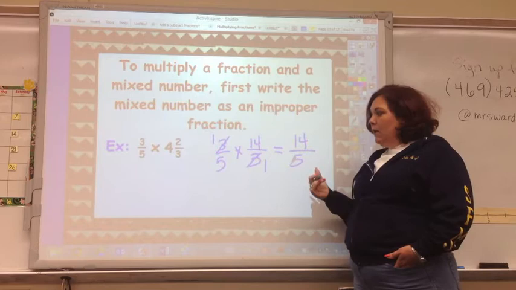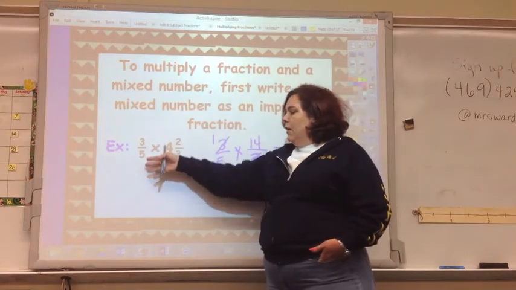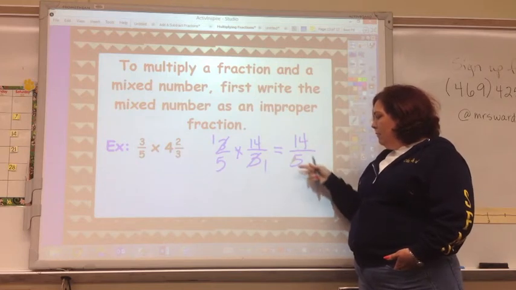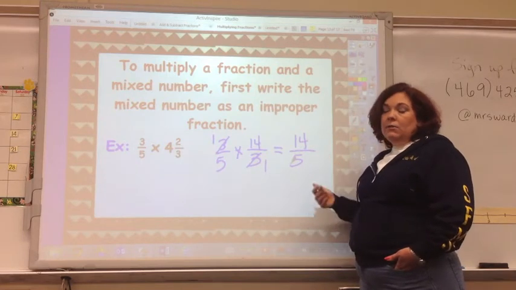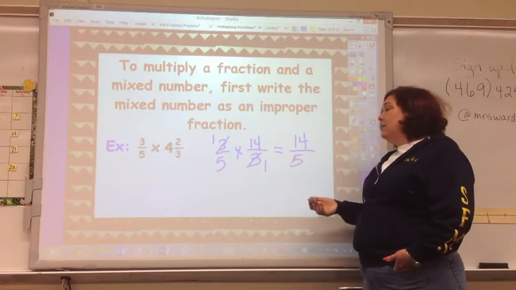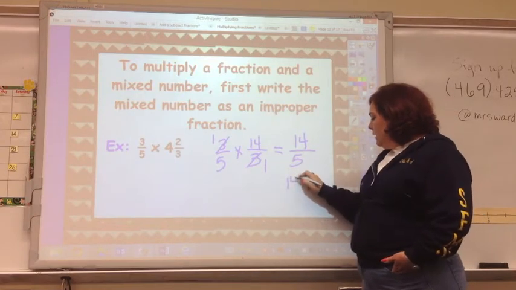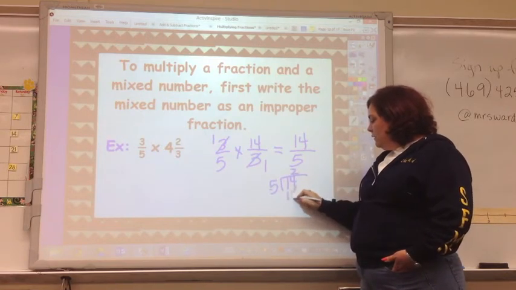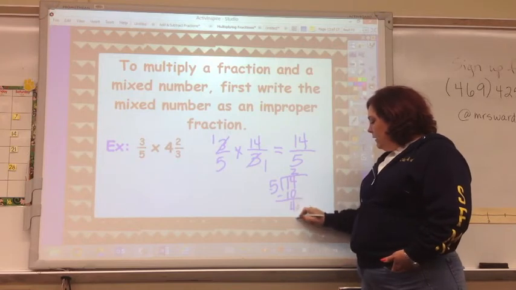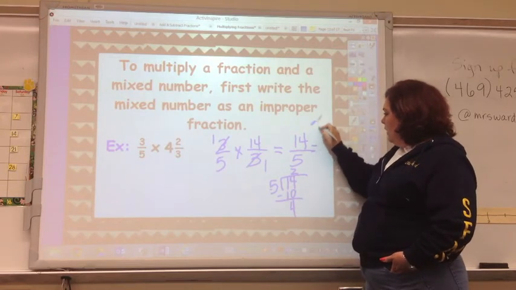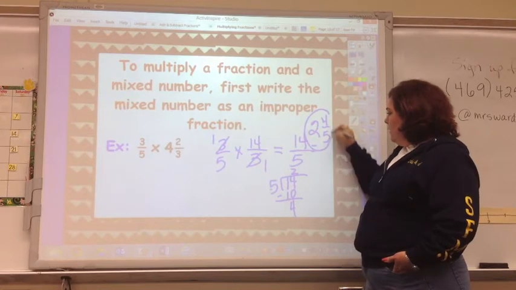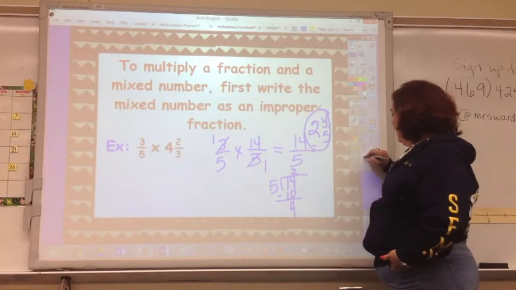And that's what I'm going to get whenever I do a mixed number times a fraction. I'm going to, most of the time, get an improper fraction. And our answers have to be simplified, so they have to be as a mixed number. So I would do 14 divided by 5. 5 goes into 14 2 times. And then subtract and bring down the 4. And so that becomes whole number 2. And then 4 is my remainder out of 5. So that's the answer to that one.